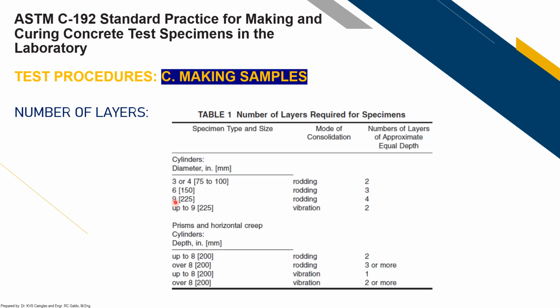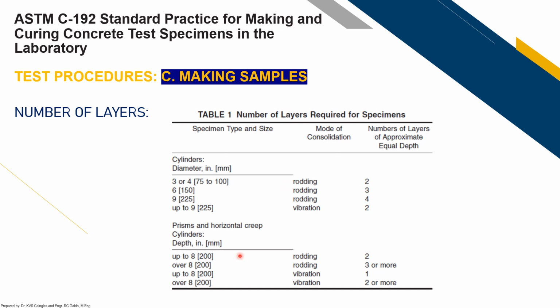So if you have, for example, 4 inches or 100 mm diameter for your cylinder mold, that would mean, based on this table, you will have to place your concrete mixture inside your mold in 2 equal layers. And if the diameter of your cylinder is 6 inches or 150 millimeters, then it would mean 3 equal layers of concrete mixture in your mold. Okay, and so on.